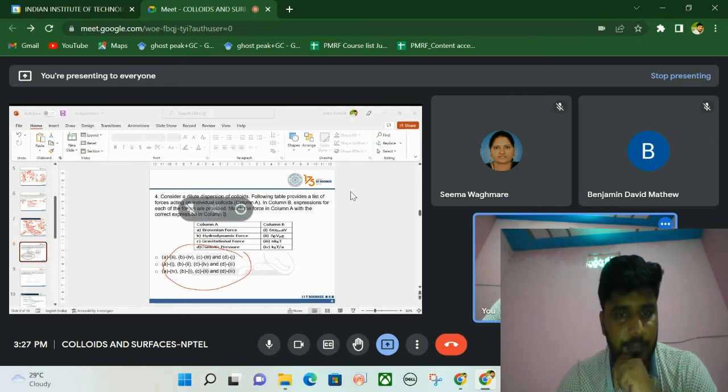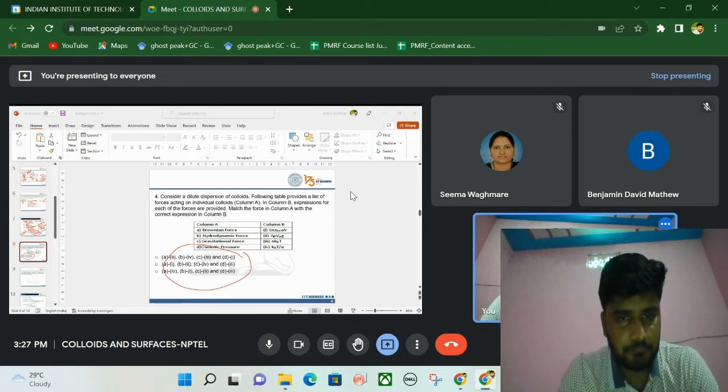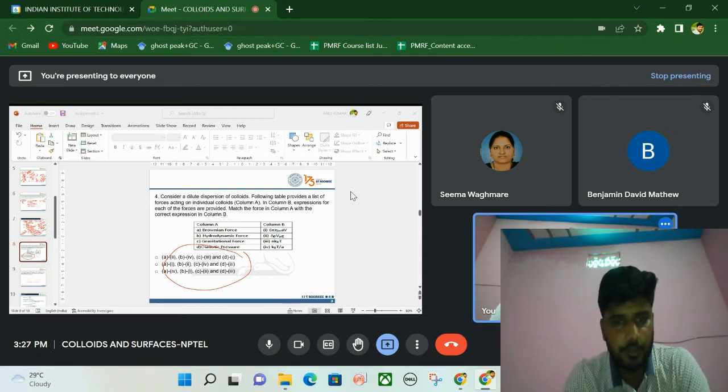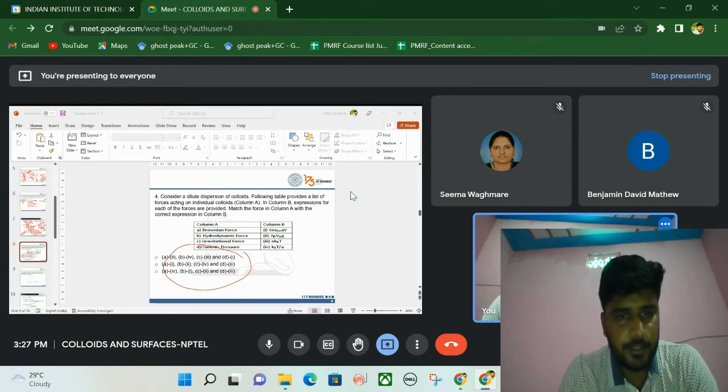Just try to match. After that I will tell you. These are simple formulas. KBT is thermal energy. You have to see which force is generated by the thermal energy, that is KBT. A is the radius of the particle.